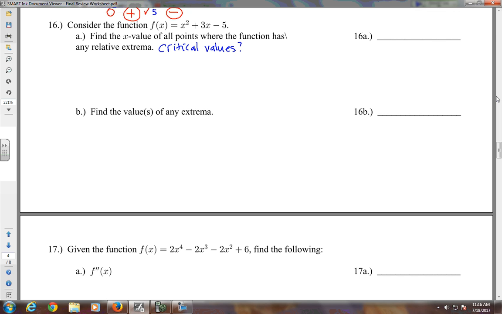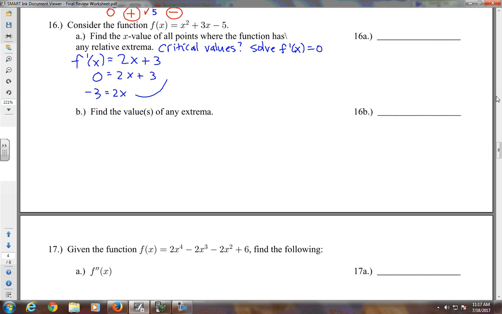That means I need to solve f prime of x equal to 0. So I'm going to begin by finding the first derivative. Yes, you're welcome. I just gave you a simple polynomial on this one. So our first derivative is 2x plus 3. We set our derivative equal to 0, and then we solve for x.